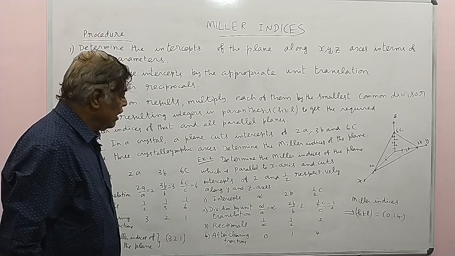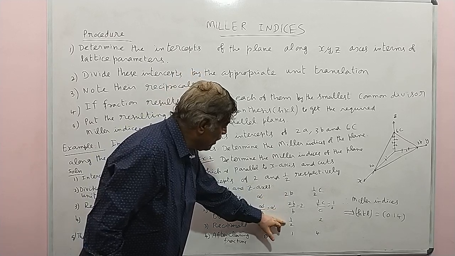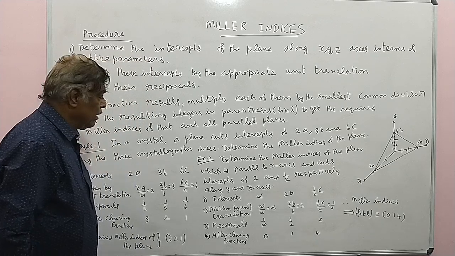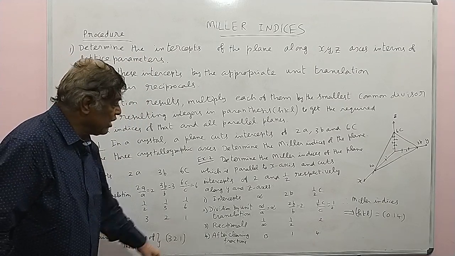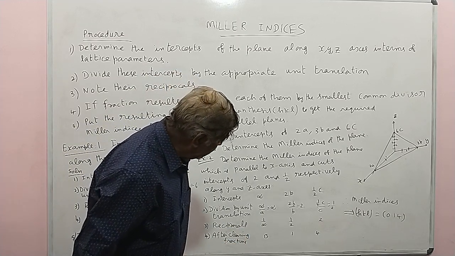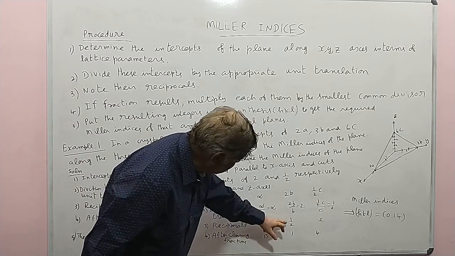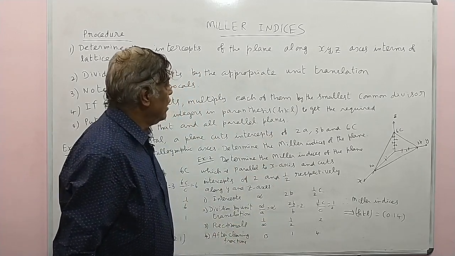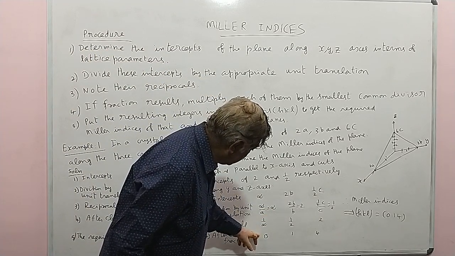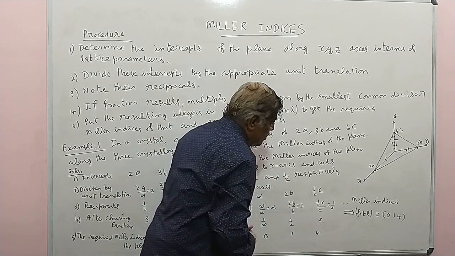The third step is to find the reciprocals. This is 1 by infinity, which is 0, 1 by 2, and the reciprocal of half is 2. Then the fourth step is to clear the fractions. If you multiply by 2, the smallest common divisor, this becomes 0, this becomes 1, and this becomes 4. So 0, 1, 4.